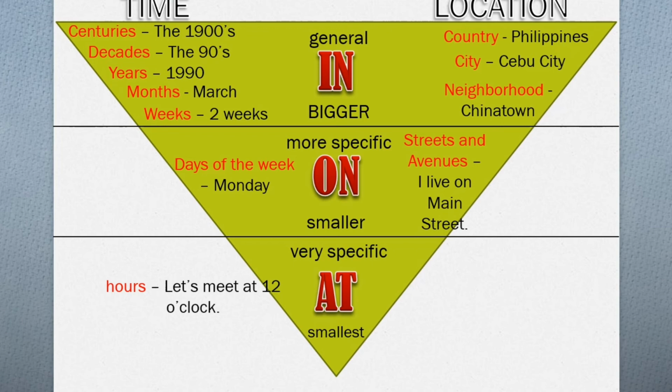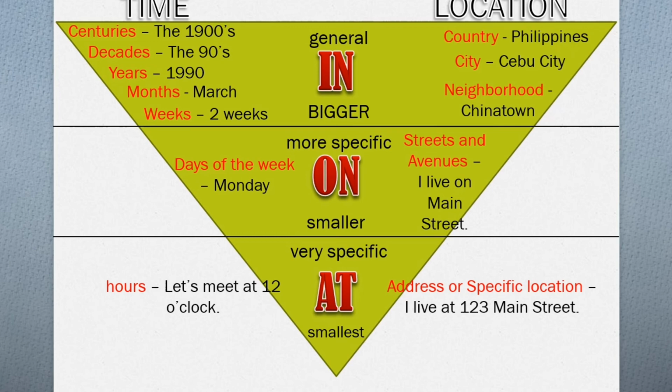Finally, we get to the most specific places. Examples are the addresses or specific locations. Example, I live at 123 Main Street. In here, we already have the number or the specific number of the place or the address.